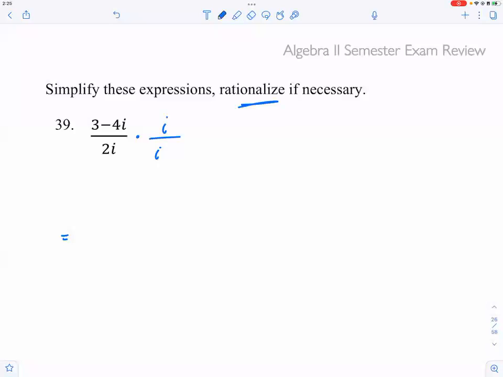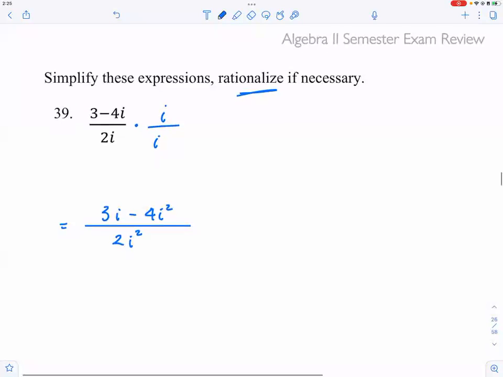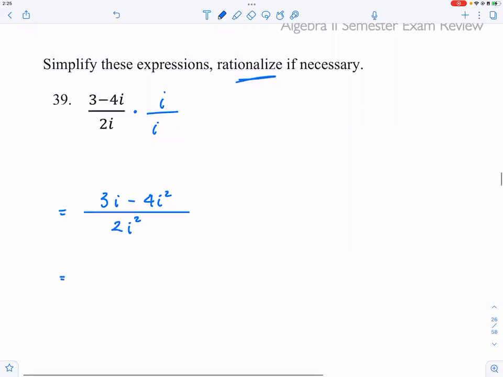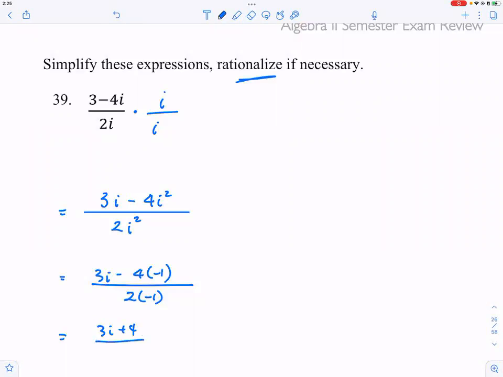So we know that I squared is going to be -1. So that would be a good way to not have an I in the denominator. So we multiply I over I. So 2I squared in the denominator, and then 3I minus 4I squared. And as we went over earlier, I squared is -1. So 3I minus 4 times -1 over 2 times -1. So 3I plus 4 over -2.